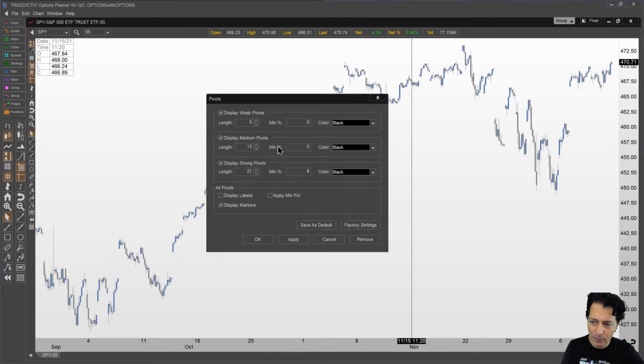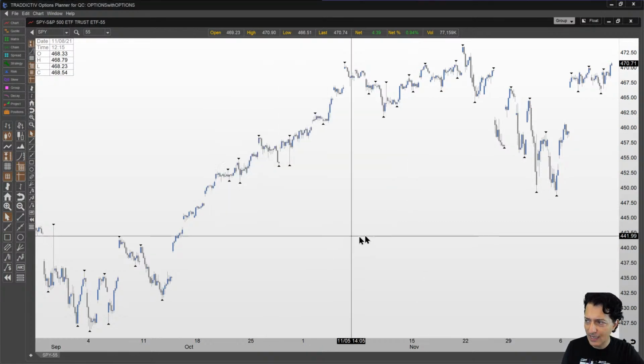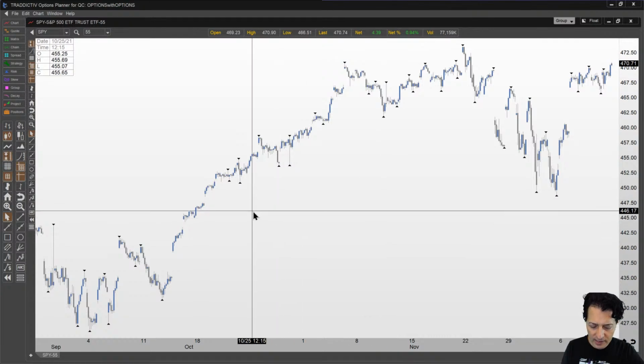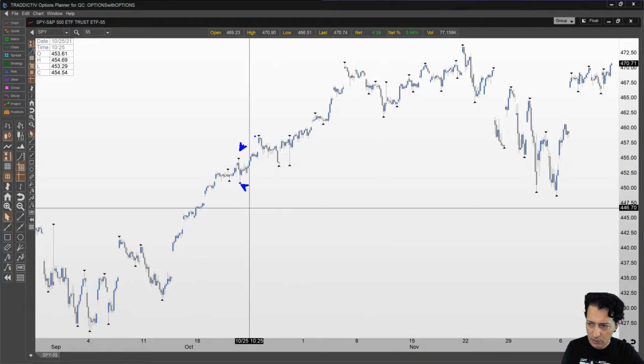Just like the minimum percentages of move as well are 3, 5, and 8 for the same reason. And basically all those calculations, okay, have to do with, if I click OK, you'll see that all those calculations have to do with identifying those turning points.